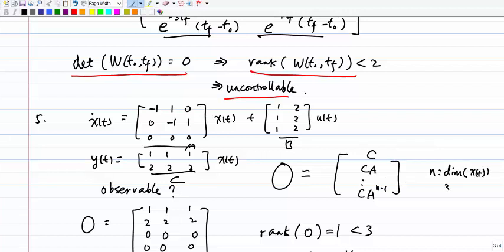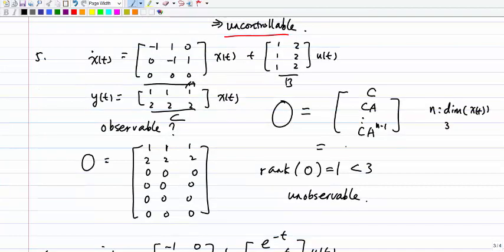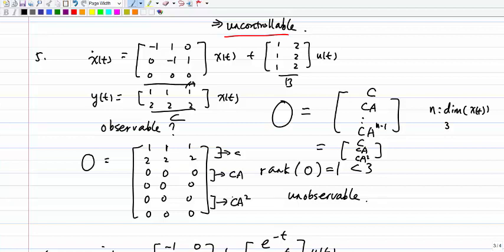Of course, n is the dimension of x(t). So for this case, it's 3, right? So this is the same as C, CA, and CA squared. If you compute this, C is 1 1 1, 2 2 2, so I put it here. This is the first column. This is C. This is CA, because C times A gives 0, 0, 0, and this is CA squared, so they're all 0, 0, 0.